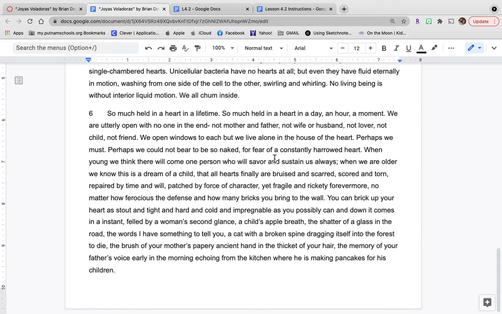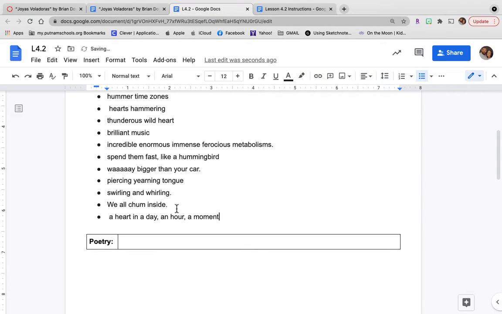Okay, so there's been a lot of things pulled from this one over class time. I'm going to try to pick probably the best one. So this one's been a big one. A heart in a day, an hour, a moment. So taking that concept of time and bringing it shorter and shorter.